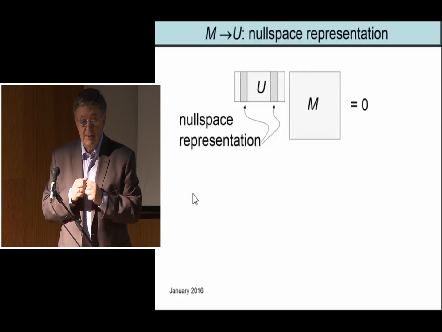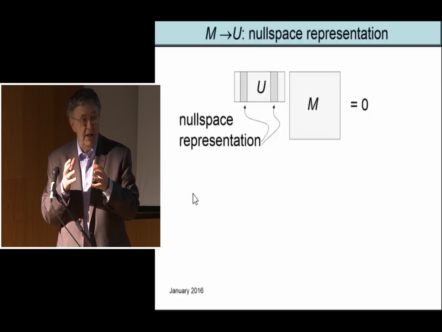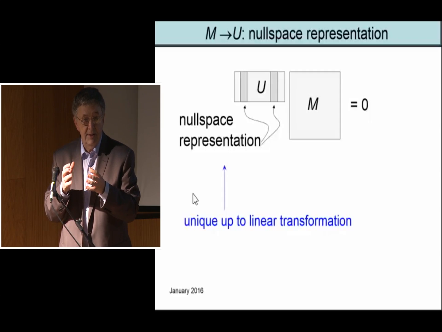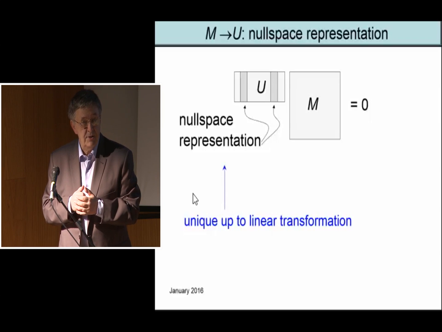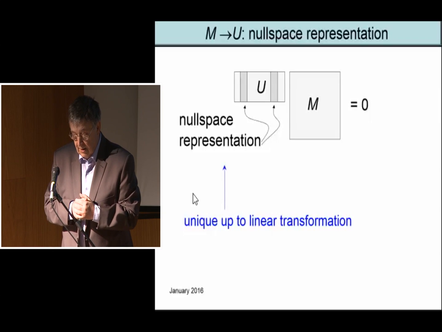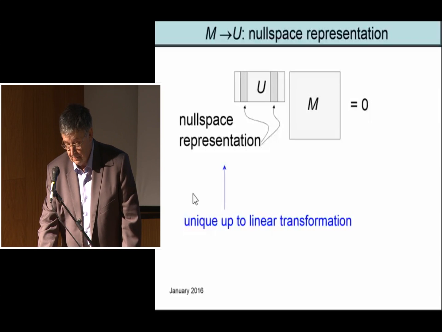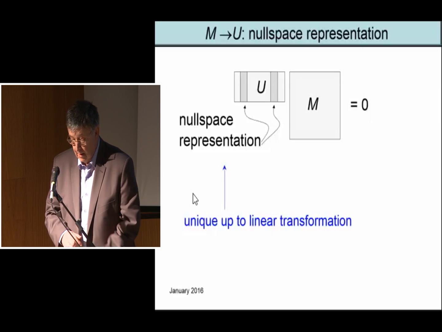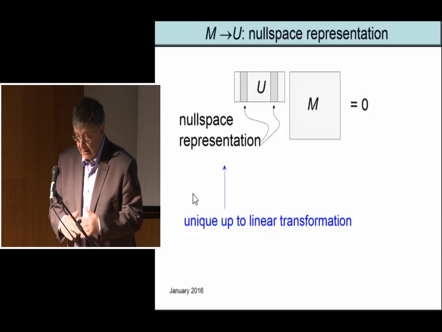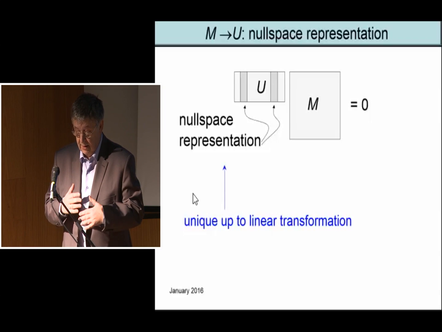And the question is, is this any interesting configuration geometrically? Does this configuration have any particular graph theoretical geometric meaning? We'll see that the answer is often yes. By the way, the null space representation is unique up to linear transformations.